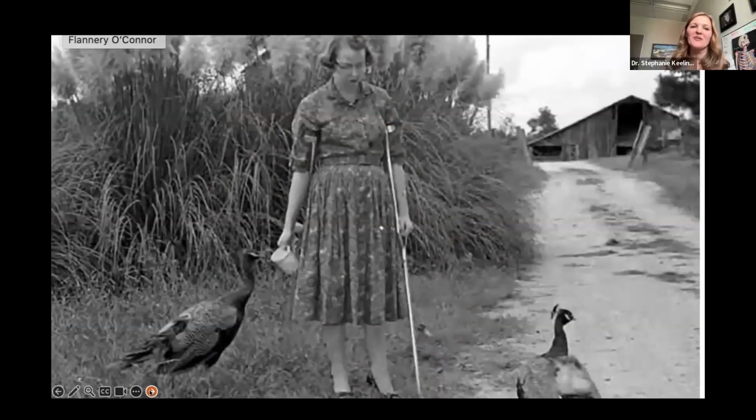This is Flannery O'Connor. She is an author who died of the complications of lupus in, I believe, the 40s, 50s. I might have my time frame a bit off. She wrote a lot of these kind of goth short stories. And here, she lived on a peacock farm.